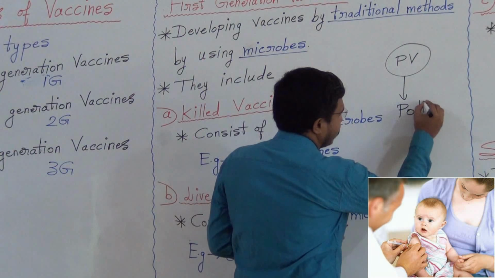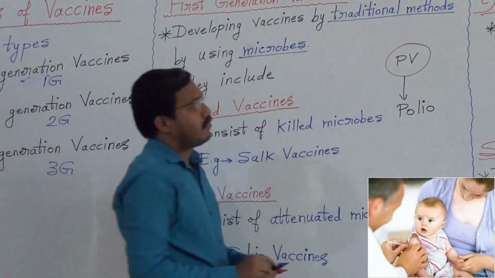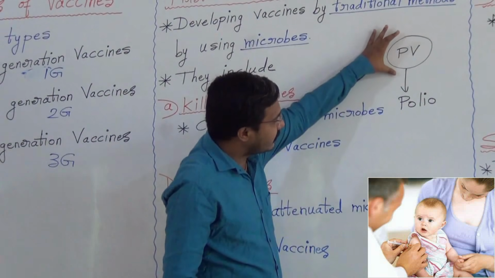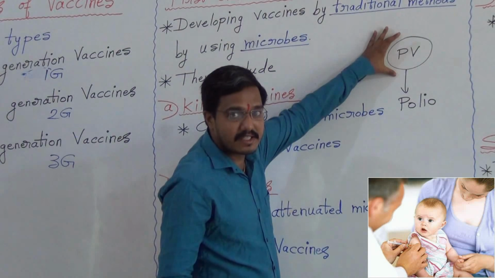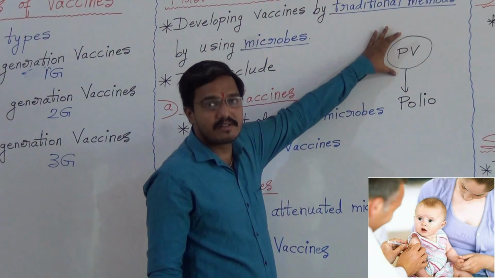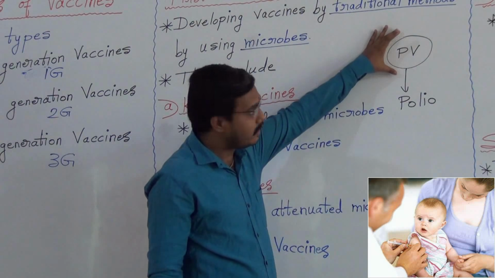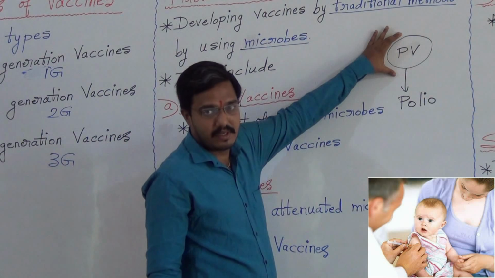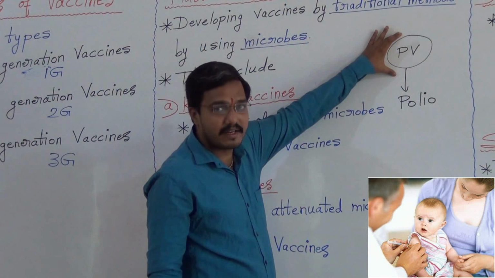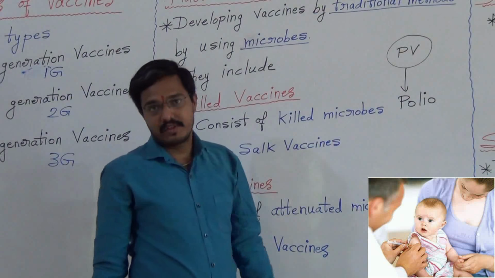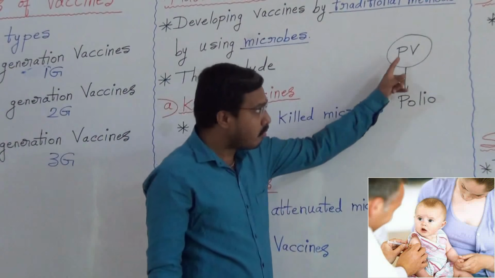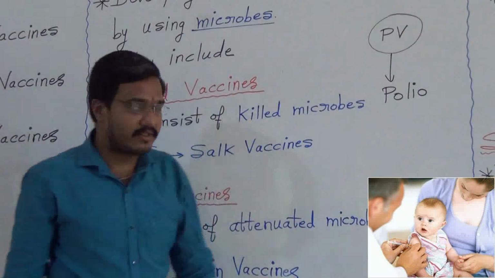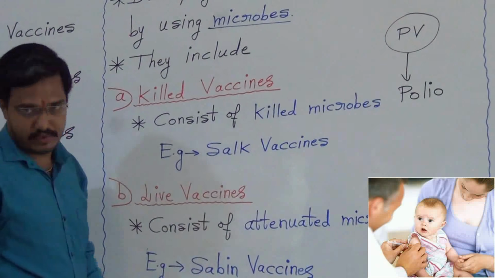Now what the scientist did: his name was Jonas Salk, one of the scientists. He took this polio virus and killed it, and that killed polio virus was used as a vaccine. He just simply killed the polio virus and used it as a polio vaccine. That vaccine is called the Salk vaccine.